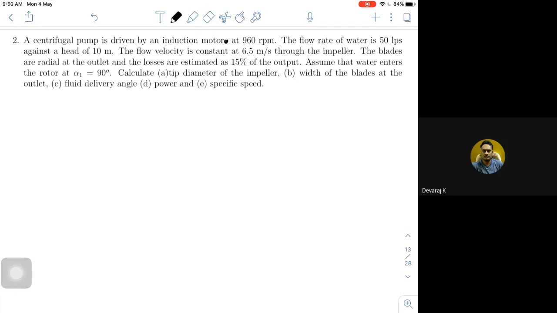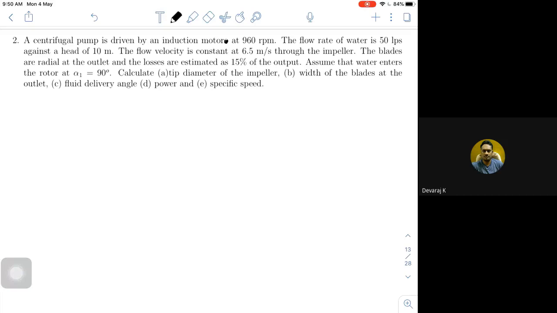So what are you supposed to find? You're supposed to find the tip diameter, that is your D2, and the width of the blade at the outlet, small b2, and the fluid delivery angle, that is alpha 2, the angle at which the fluid goes out. And also the power and the specific speed. These are the things you are supposed to calculate.